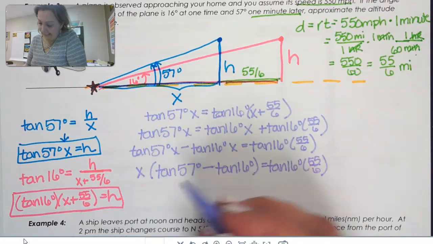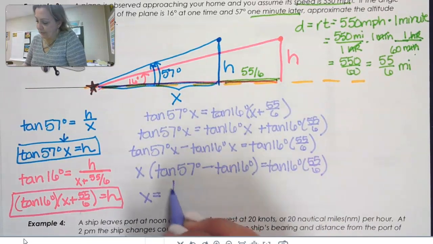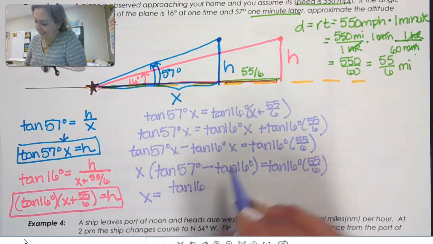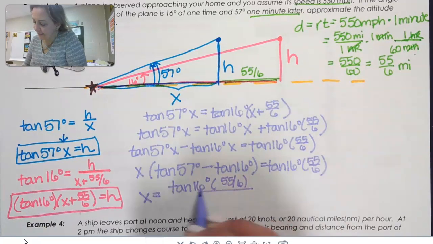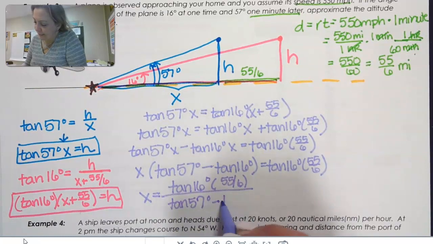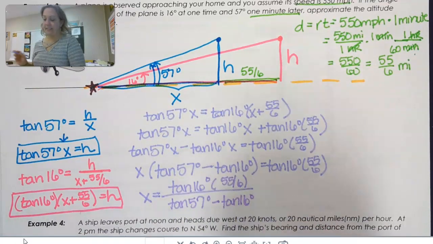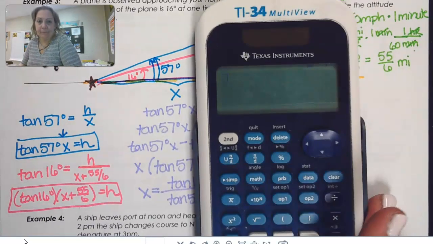And then I can isolate the x. I'll just divide. So in my numerator is the tangent of 16 degrees times 55 over 6, all over the tangent of 57 degrees minus the tangent of 16 degrees. And then we can put that in our calculator. Now make sure we're careful when we do that.